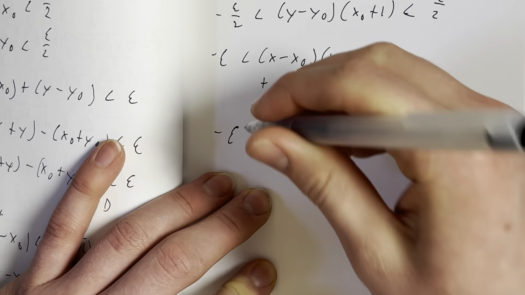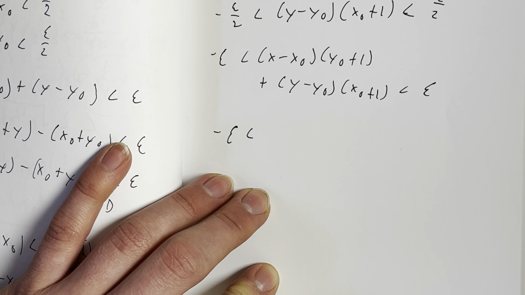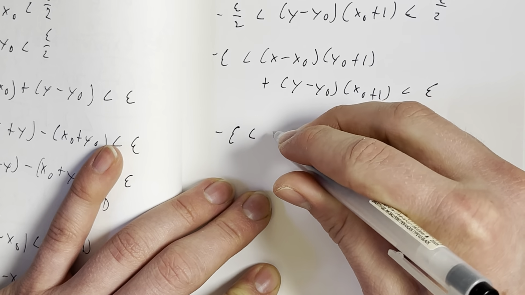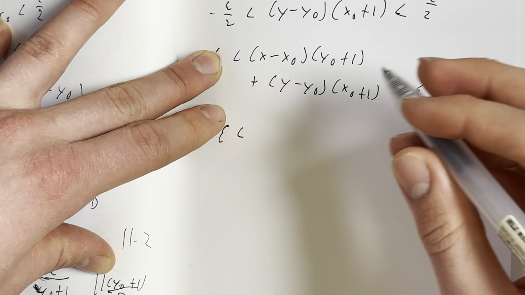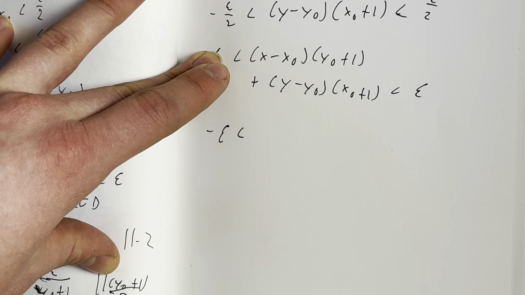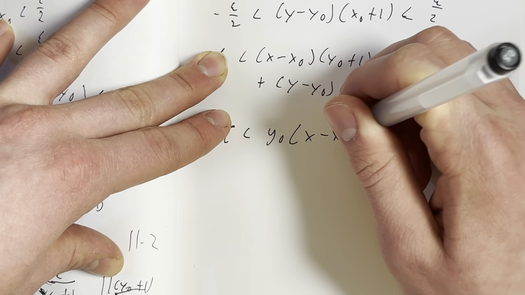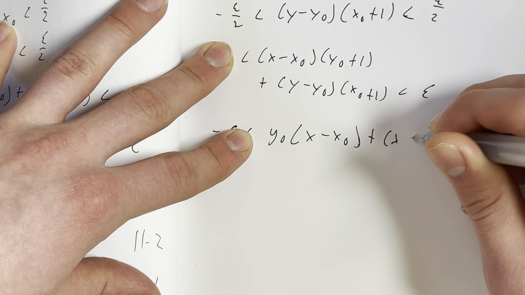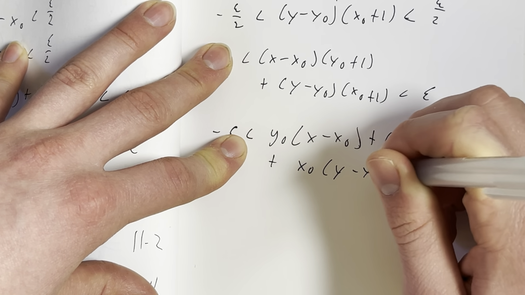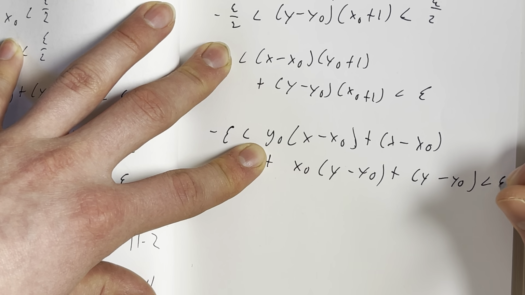And this is equivalent to, if we just rearrange a bit, or open the brackets, y0 times x minus x0 plus x minus x0 plus x0 times y minus y0 plus y minus y0 less than epsilon.